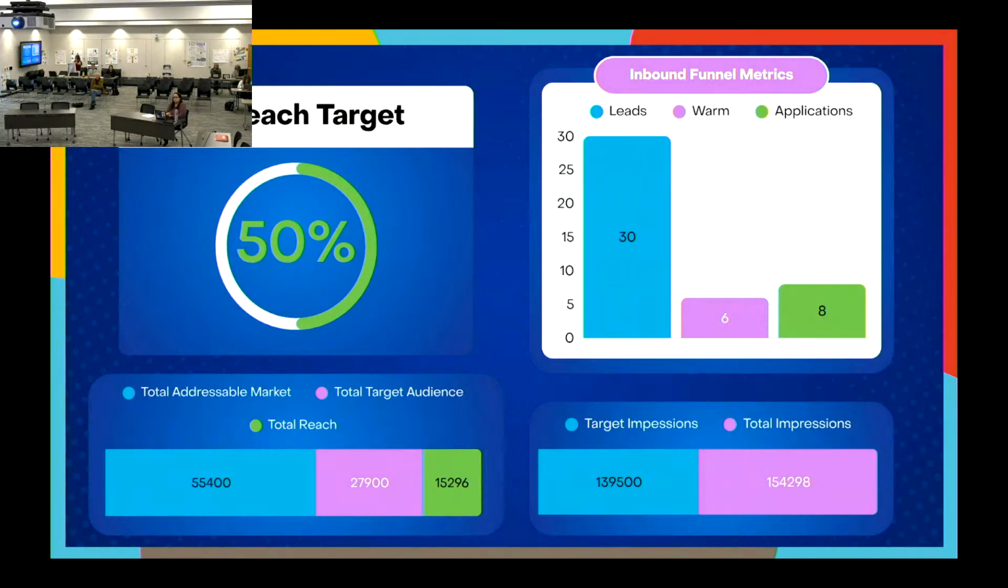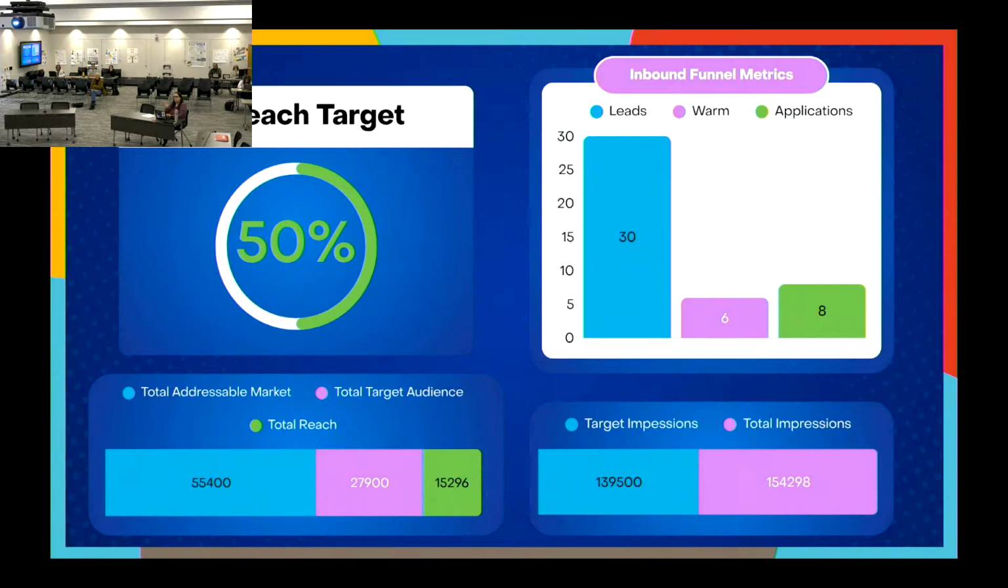Impressions, the total impressions is over 154,000, and the target impressions is 139,000. So target means that's how many impressions of the people we were targeting, and the total impressions is the amount of impressions we received. So if I were to share the post and someone that we weren't targeting then sees my post that I shared, that would fall under total impressions.